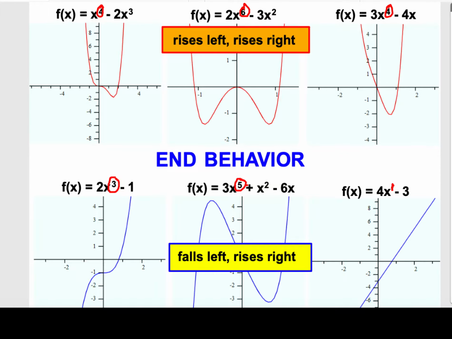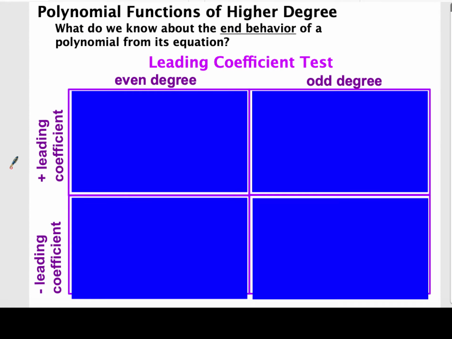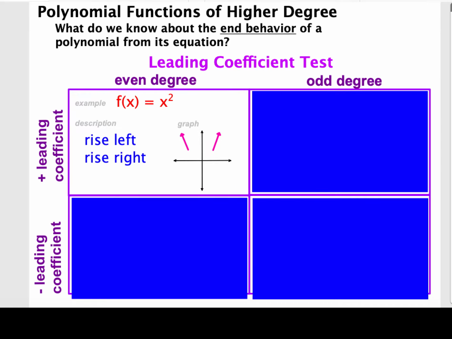So let's talk a little bit about those fine-tuned details, because it will also matter what the leading coefficient is. So what do we know about the end behavior of a polynomial just directly from its equation? Well, for an even degree polynomial, an example would be x squared, where the highest exponent in the polynomial is a 2, or an even number, both ends of my graph are going to rise. We're going to rise to the left, we're going to rise to the right. Or as you go infinitely to the left, we're going to go up. If you go infinitely to the right, we're going to go up.